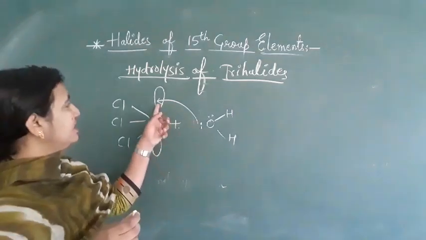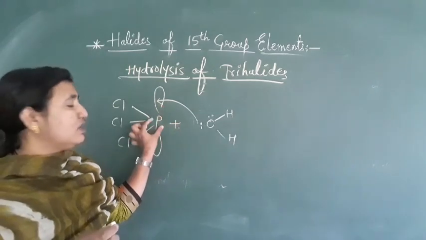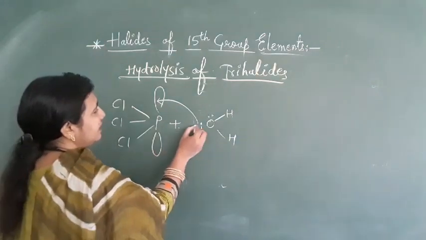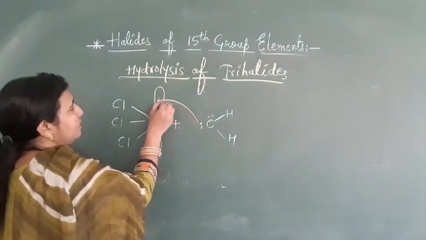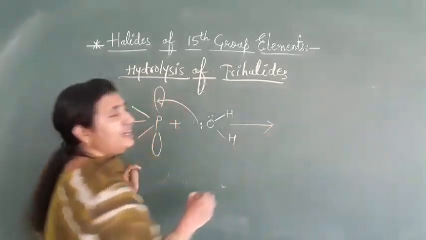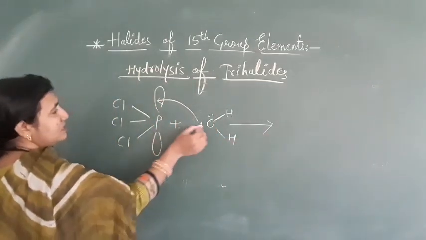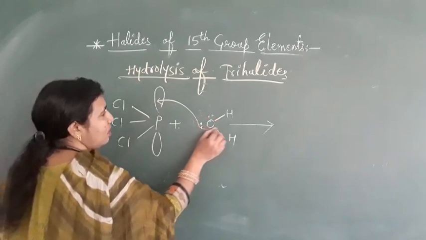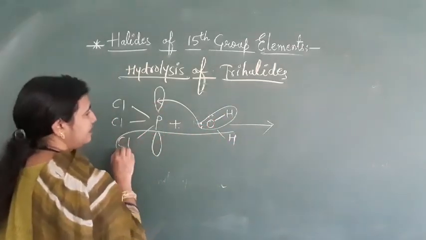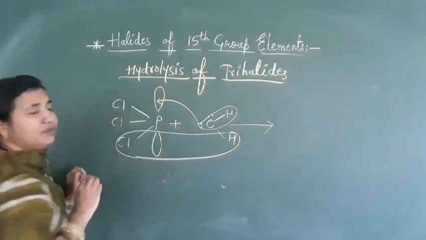This oxygen will donate its electron to the empty d orbital. In phosphorus the d orbital is empty. That's why this oxygen will donate electron to this empty d orbital and form a coordinate bond. So this O-H bond will go with this empty d orbital, and this H and Cl will come out.